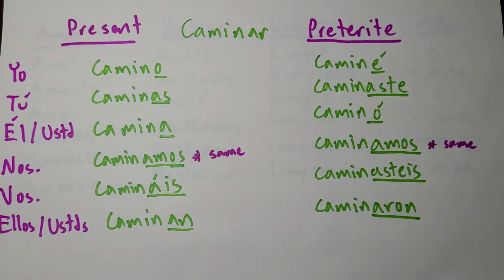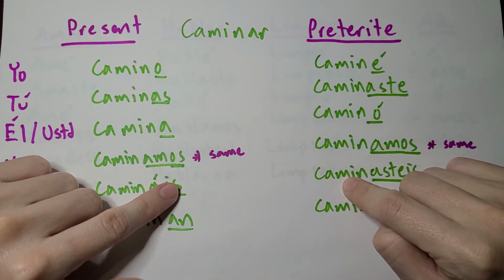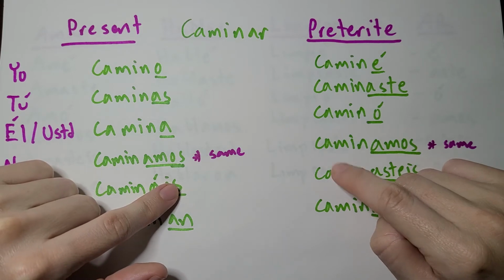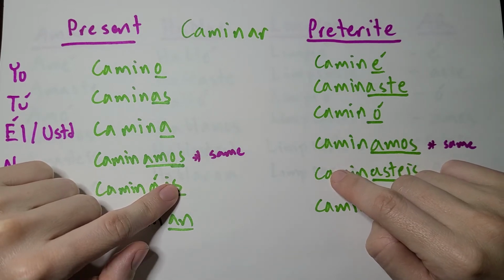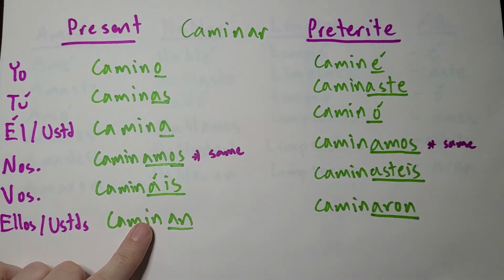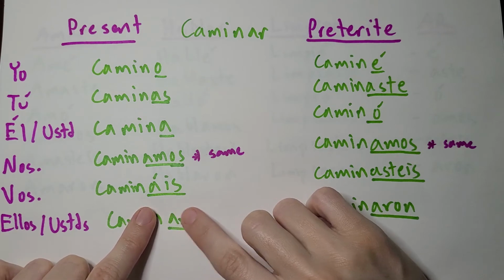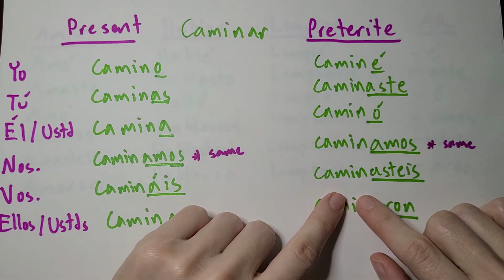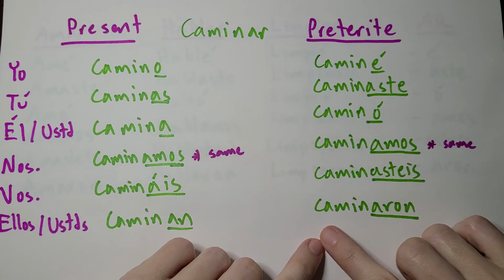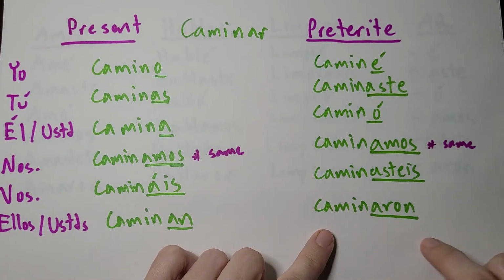So how do you know if somebody's talking about the present tense or the preterite tense when they use this form? You might have to look for context clues, to be honest with you. But it should be obvious from context clues. And if it's not, then you can ask. I mean, that happens in English too, or probably any language. Vosotros camináis. Preterite would be caminasteis. And ellos caminan becomes caminaron.